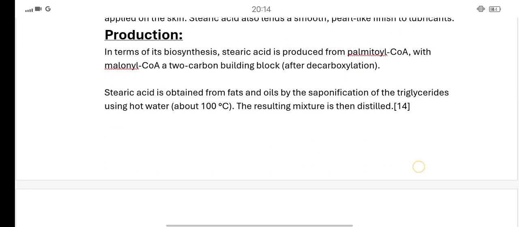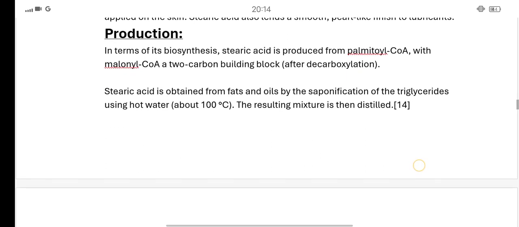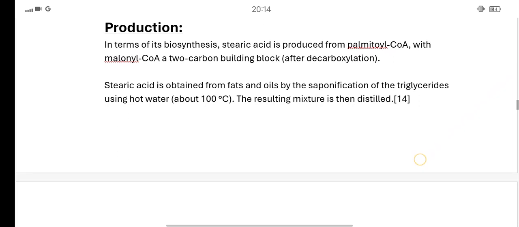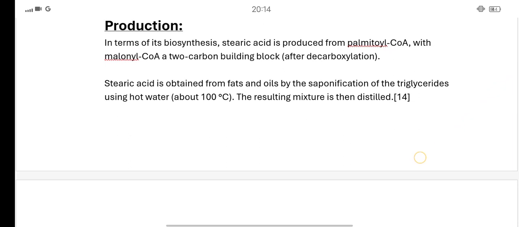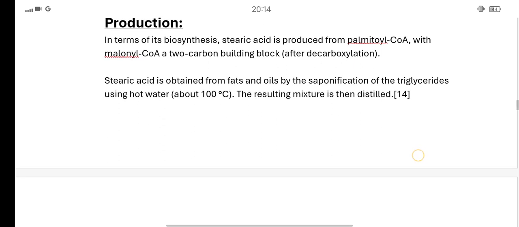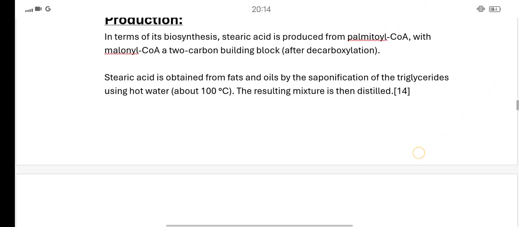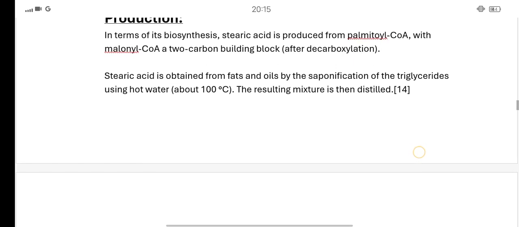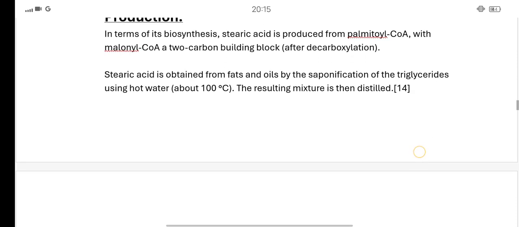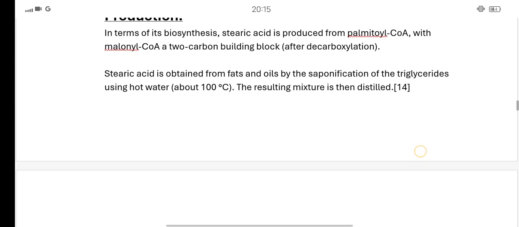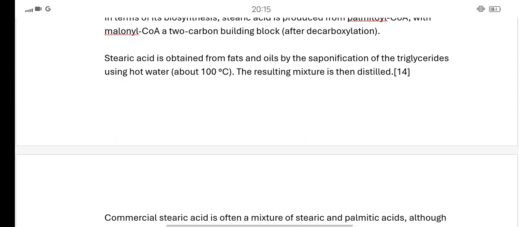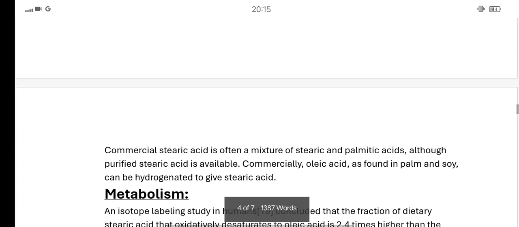In terms of its biosynthesis, stearic acid is produced from CoA, with CoA being two-carbon building blocks after decarboxylation. Stearic acid is obtained from fats and oils by the saponification of triglycerides using hot water at about 100 degrees Celsius. The resulting mixture is then distilled.